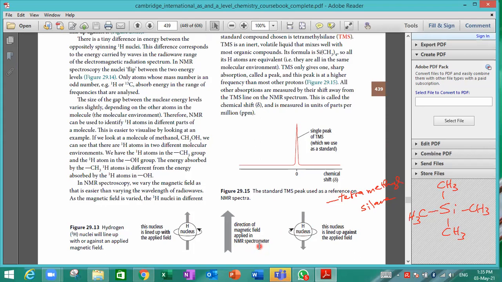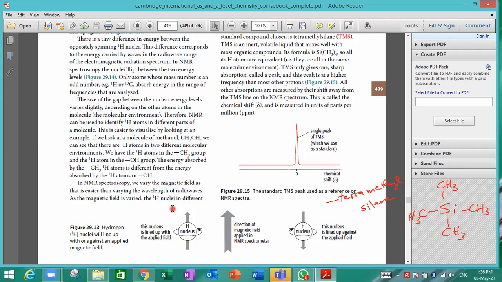Miss, do we have to know from left to right or right to left, or no need? Yes, like the arrow is going clockwise. Here it's moving anti-clockwise, and here it is moving clockwise. They are not going to let you do anything like that.